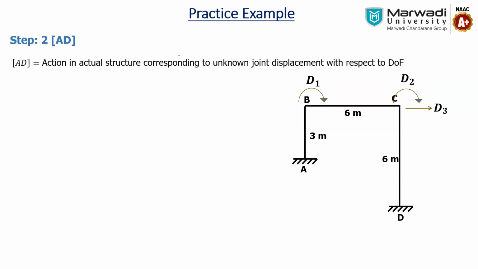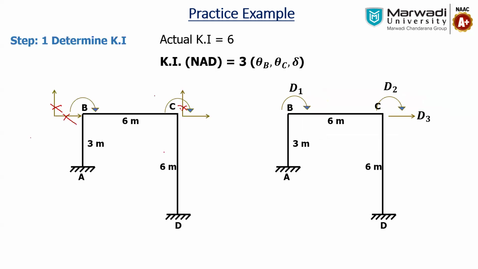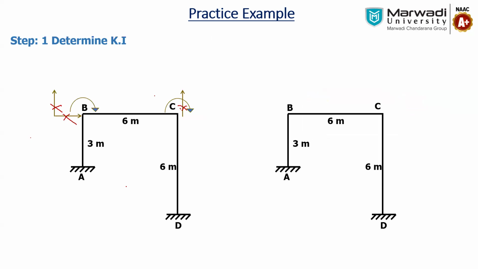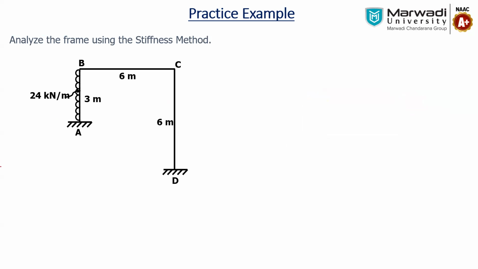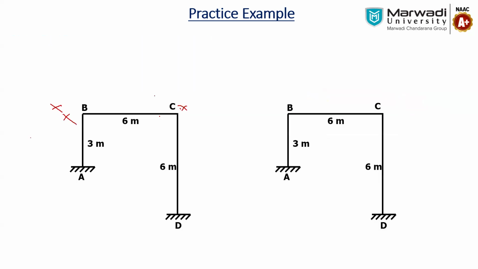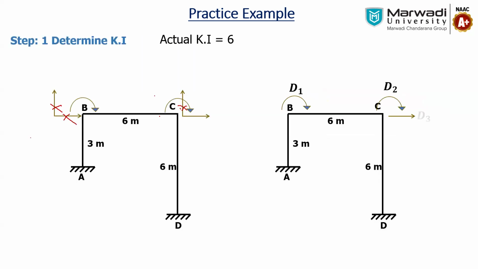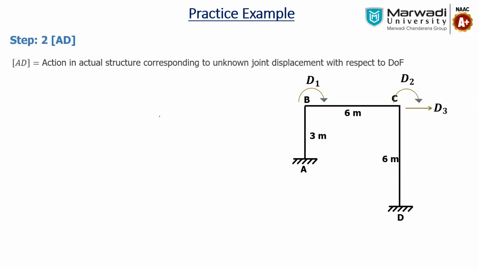So with this, if we start the example with the first step, there is AD. AD is nothing but the action in the actual structure corresponding to the unknown joint displacement with respect to the degree of freedom. So you have to compare this entire frame with our actual frame. If we go back and compare it, there is just one UDL acting. There is no joint load specifically acting at B or C, and that's why whatever AD will be, it will be nothing but zero, right? As we have seen earlier also.